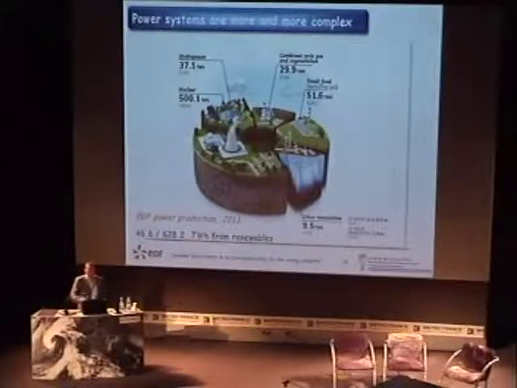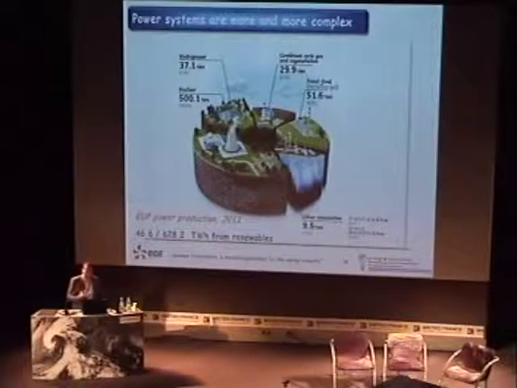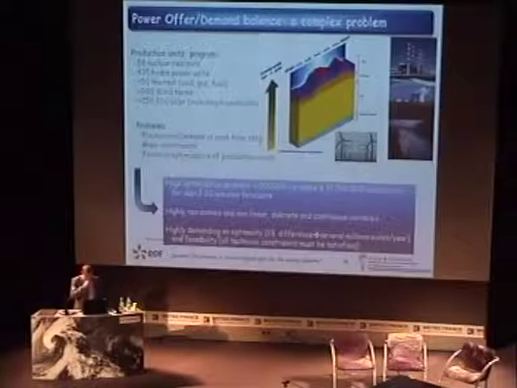And what you can see, of course, is that we have very diverse production means with nuclear, fossil-fired, combined cycle, hydro, and other renewables. And all those production means have very different constraints. So you will see after that it's quite difficult to manage.